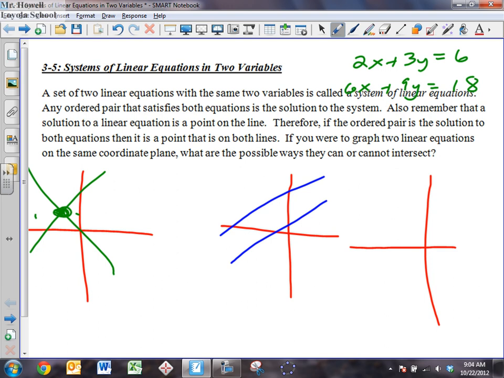So since these two functions are the same, what are they going to look like? Yeah, it's going to look like one line. Now, I'm not going to use this example anymore, but specifically, here's what it'll look like. Here's the first linear function. Here's the second linear function. The lines are the same. So, somebody tell me, where do they intersect?